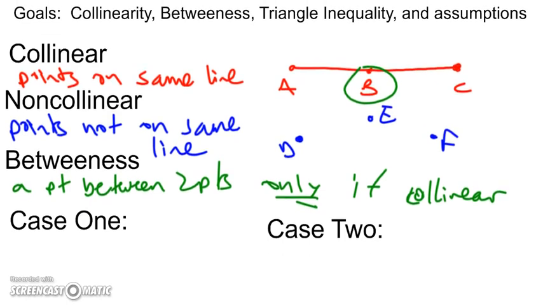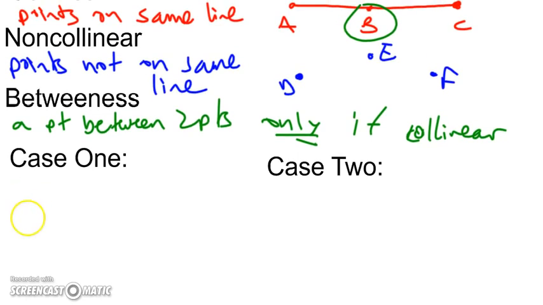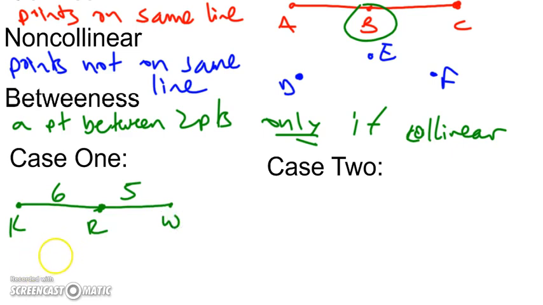We have 2 cases that will help distinguish between being between and not. So if we were to have 2 segments joined together to form the last segment, where this segment was 6 and 5, then in order for R to be between K and W, it would have to lie on the same line as K and W, but also that would mean that segment KR plus the segment RW would have to equal segment KW.